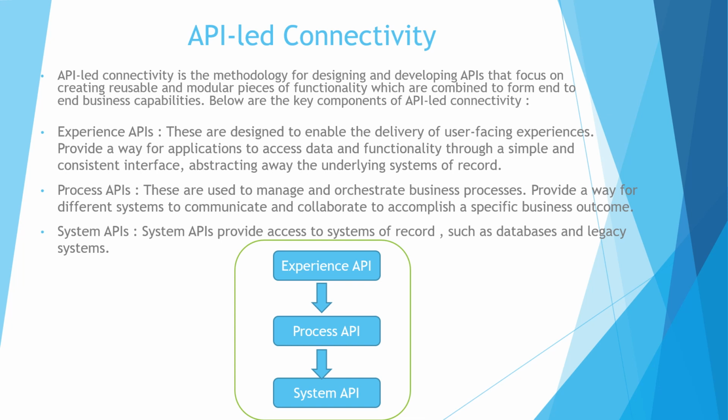Process APIs are used to manage and orchestrate business processes. They provide a way for different systems to communicate and collaborate to accomplish a specific business outcome. Lastly, we have the system APIs, which provide access to systems of record, such as databases or legacy systems.